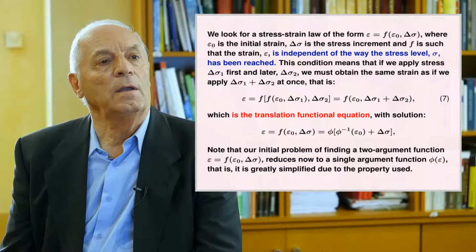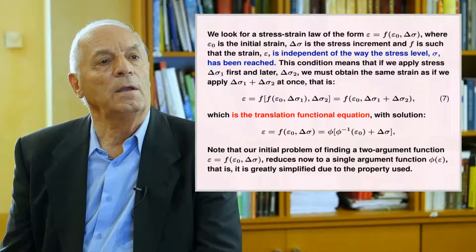has been reached. This condition means that if we apply a stress delta sigma 1 first and later delta sigma 2, we must obtain the same resulting strain as if we apply delta sigma 1 plus delta sigma 2 at once. That is, the indicated translational functional equation holds. Fortunately, we already know the general solution of this equation and can write it below.